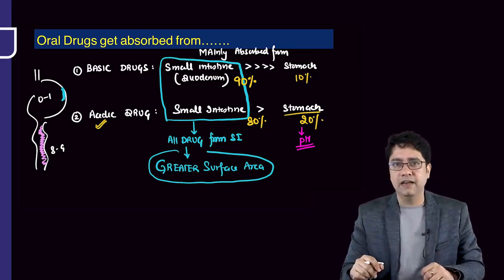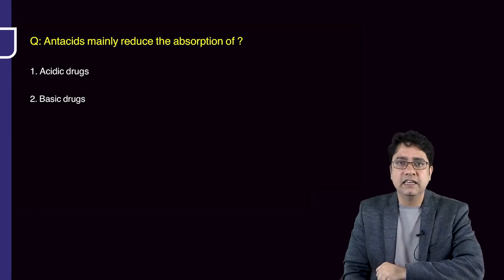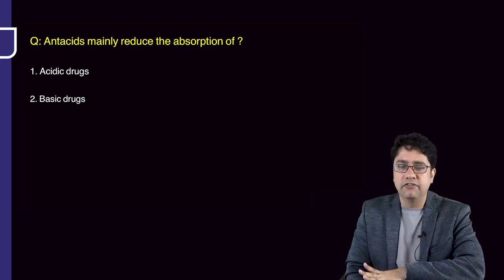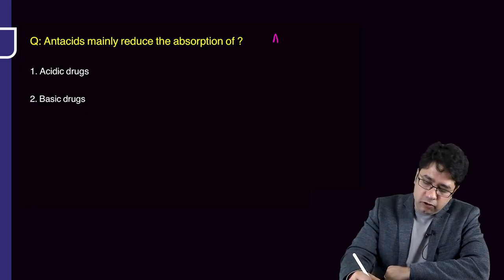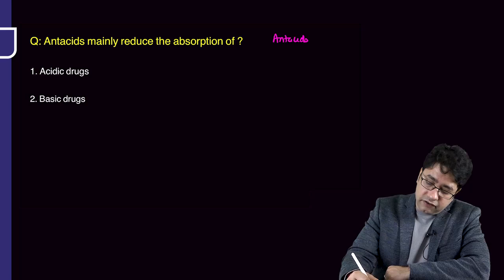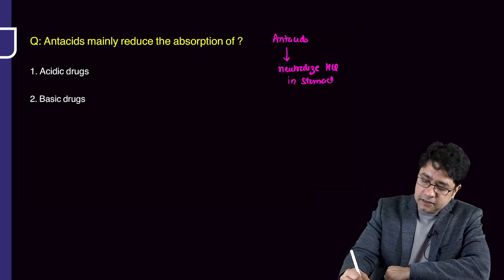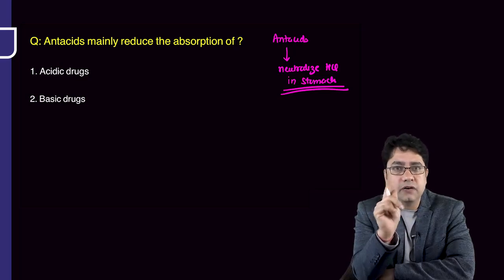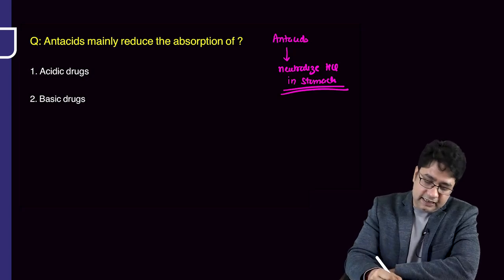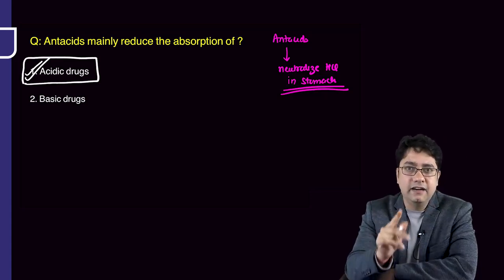So keeping this in mind, let's answer this follow-up question. Antacids reduce the absorption of which drugs mainly? Antacids, as we all know, are basic drugs and their function is to neutralize HCl in the stomach. So the pH of the stomach will become neutral, and the drugs getting absorbed more from the stomach were acidic drugs. So antacids mainly reduce the absorption of acidic drugs more.